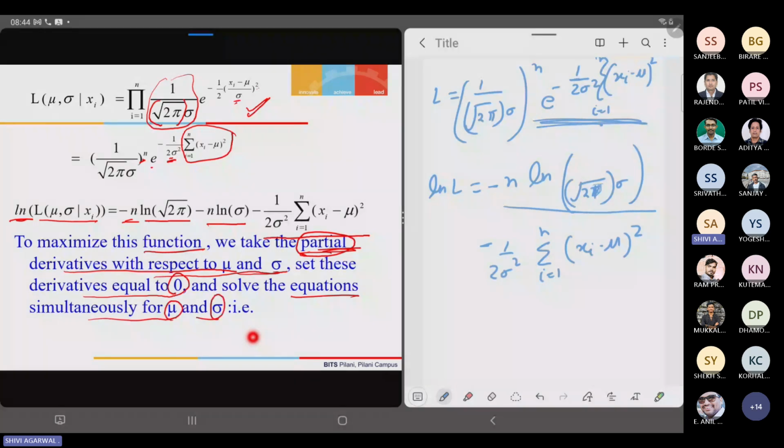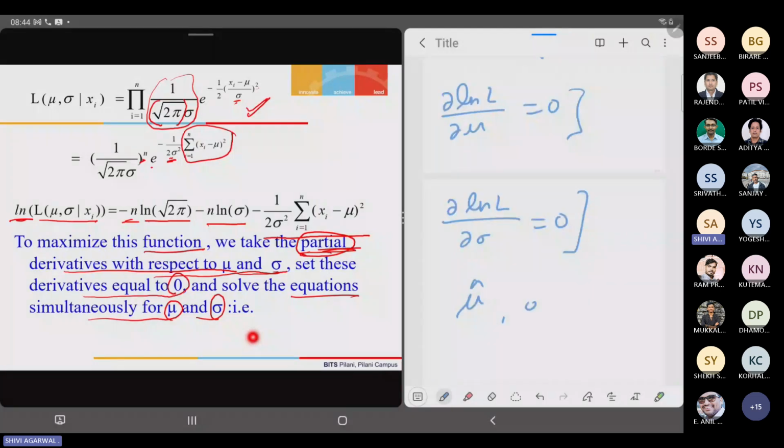So you will get two equations, because you are taking del of ln of L upon del mu equal to 0, and you are also taking del of ln of L upon del sigma equal to 0. So two equations and two unknowns, mu and sigma, and then you can find the values of mu and sigma, which are mu hat and sigma hat.